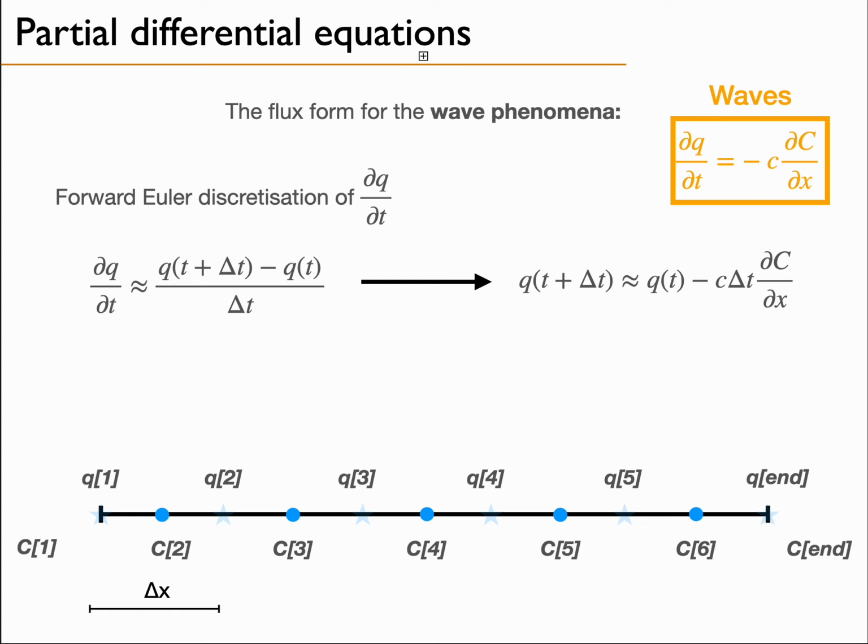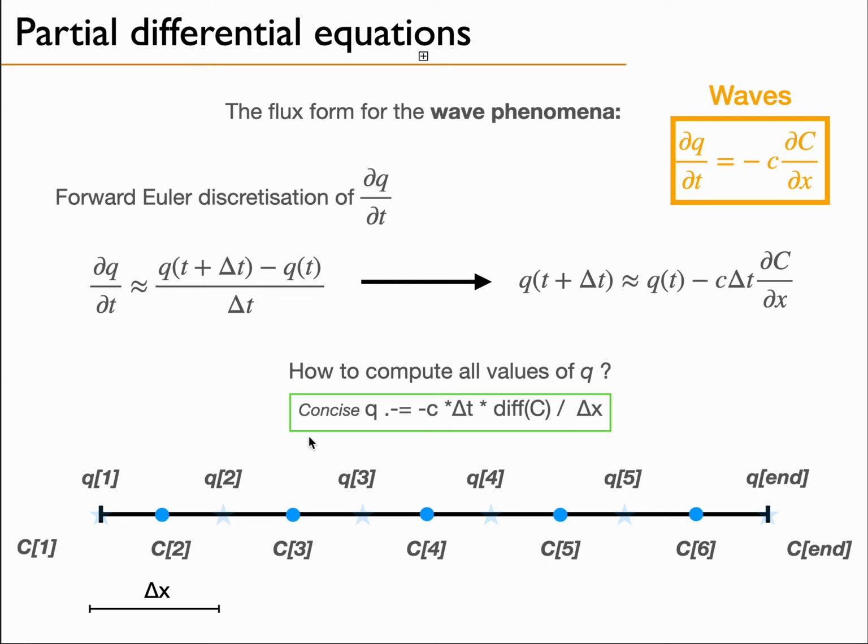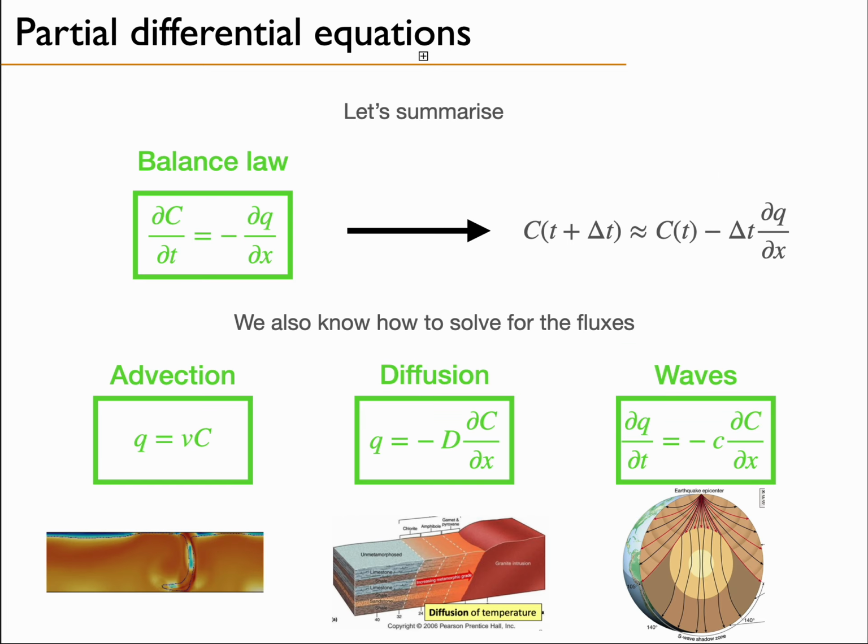To evaluate this term, you can again use diff c dx. That part has to be multiplied by minus c and delta t. And the value of the flux is not simply equal, but it's minus equal, because it is incremented at each time step of the simulation. So that's the expression now for introducing the wave flux in our simple one-dimensional code.